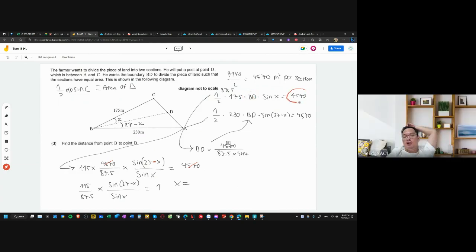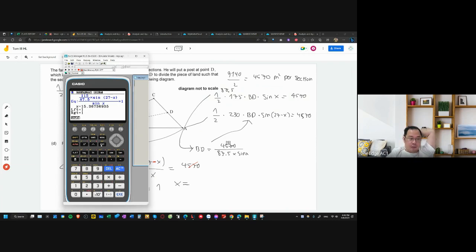BD is the value on the left, on the right here, 4,570, divided by 87.5, and also divide by the sine of that angle like this. Taking 4,570 divided by 87.5, and then after that divide by the sine of x. Okay, sine of that value, 15.3 something.